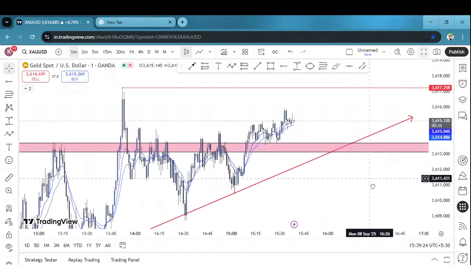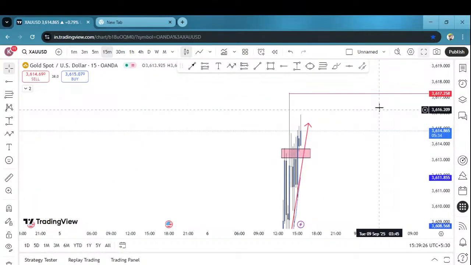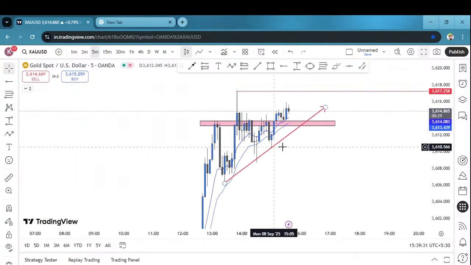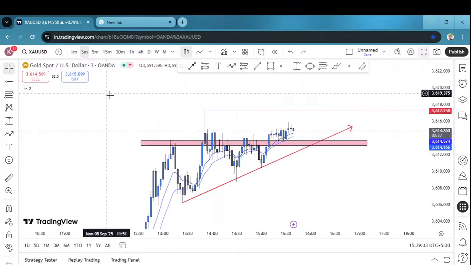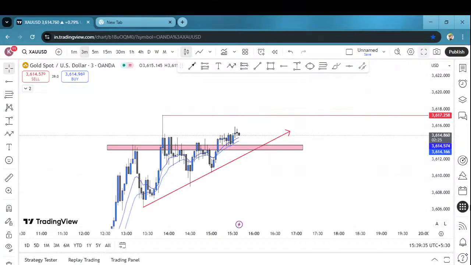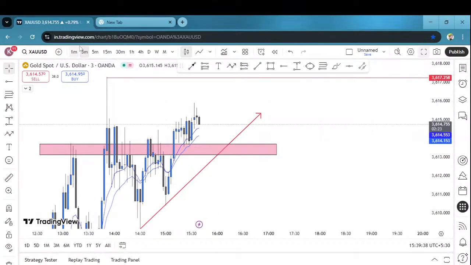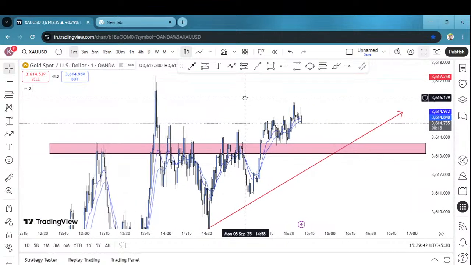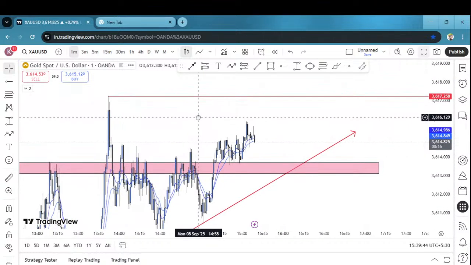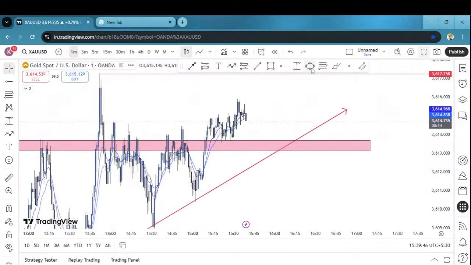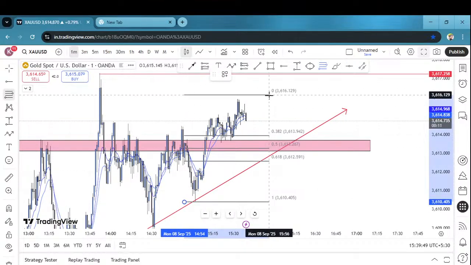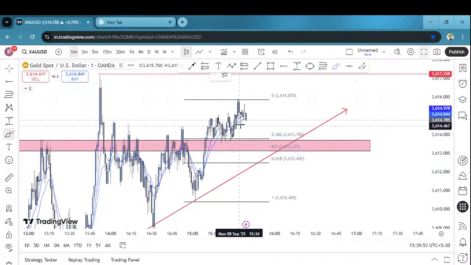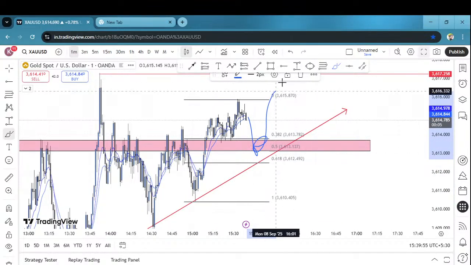Okay, we're looking for some scalping trades. I'm not sure. Okay, let's wait. If this comes down for a bit, we can have an entry plan somewhere around this to go up.